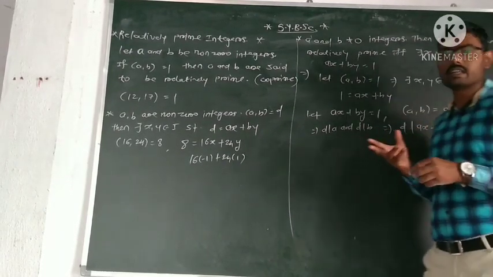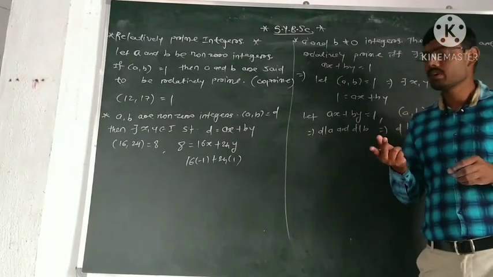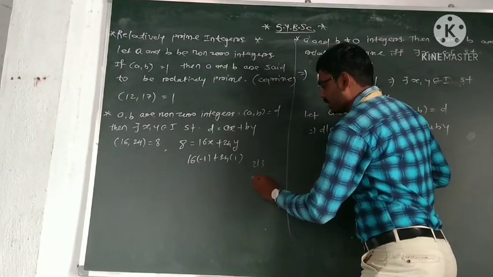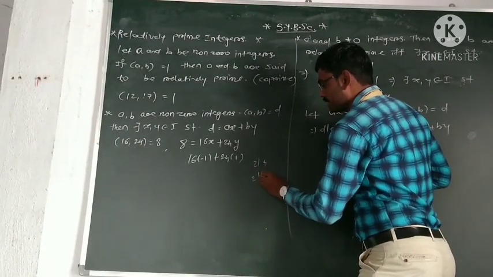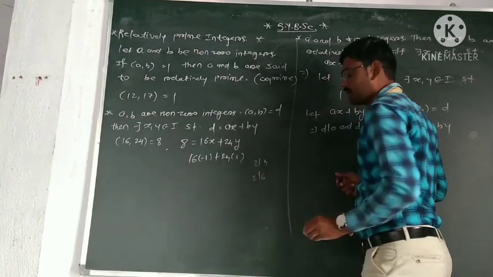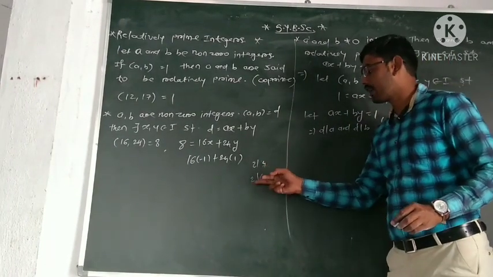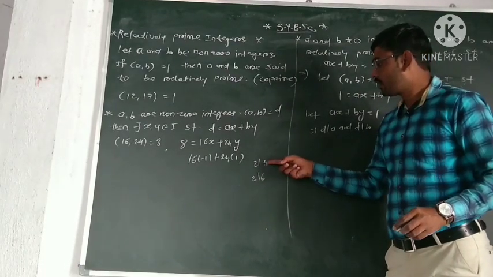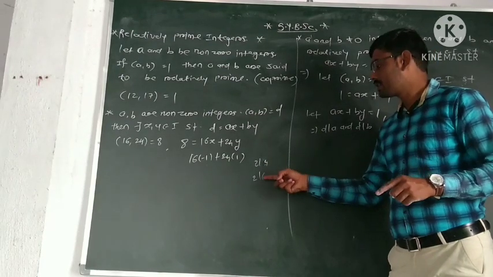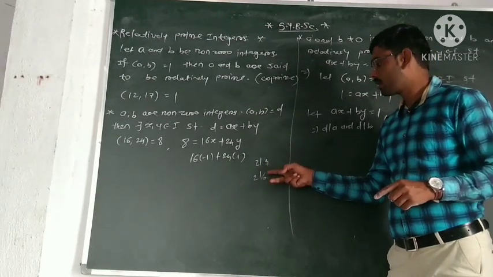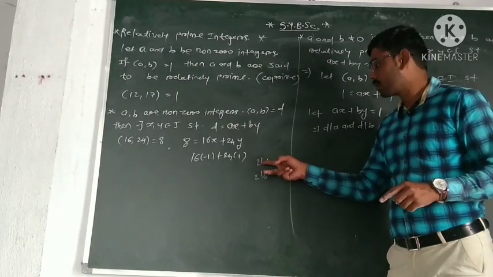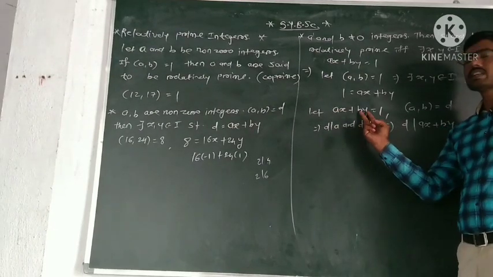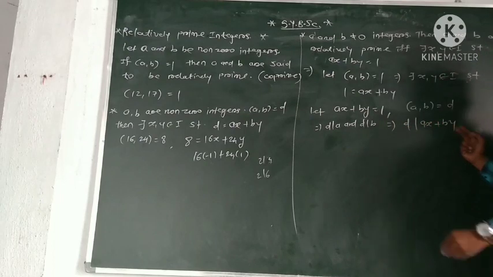We know if 2 divides 4, then 2 divides any multiple of 4. Suppose 2 divides 4 and 2 divides, say, 6. Then 2 divides any multiple of 4 and 2 also divides any multiple of 6, and 2 also divides their addition. Now see, 4 into 1 is 4, 6 into 1 is 6, 4 plus 6 is 10, and 2 divides 10. Like this, d divides a, d divides b. So d divides ax, d divides by, so d divides ax plus by also.